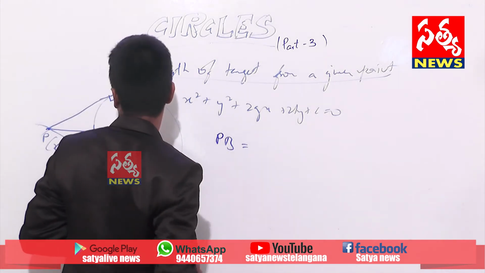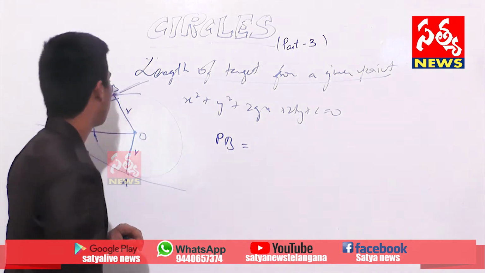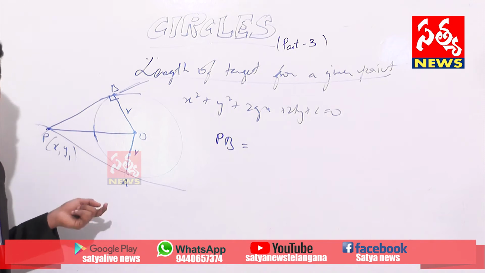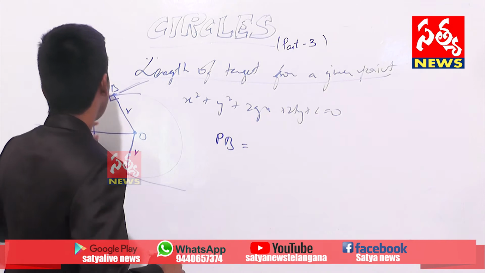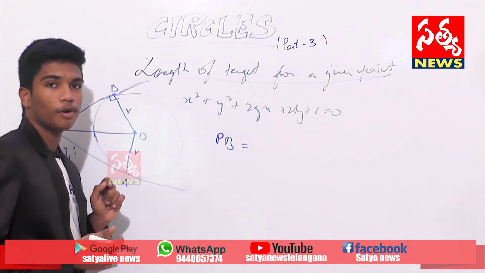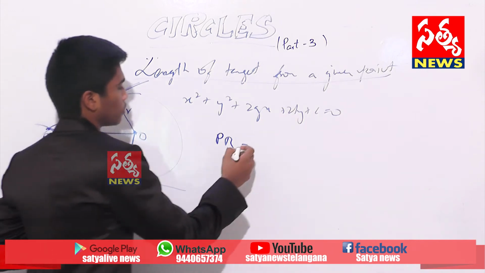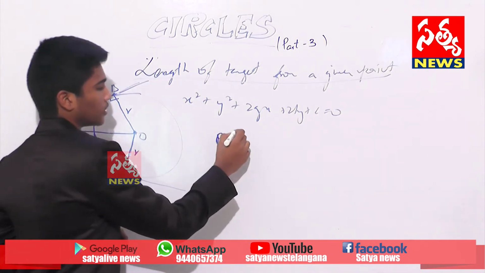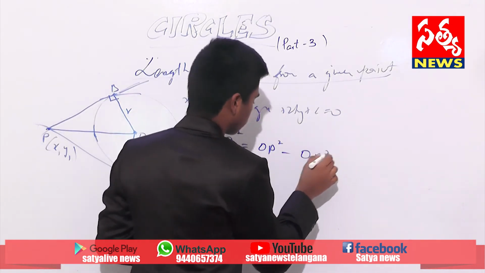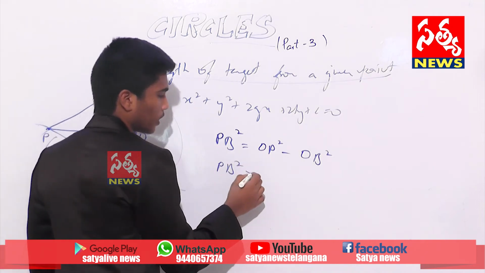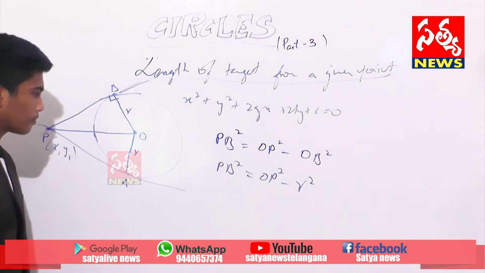PB is equal to the triangle POB. You can say that this is a right angle triangle, and in a right angle triangle, by using Pythagoras theorem, side square plus side square is equal to hypotenuse square, right? So here OP is the hypotenuse, PB square is equal to OP square minus OB square. Now PB square is equal to OP square minus r square, where OB is r.